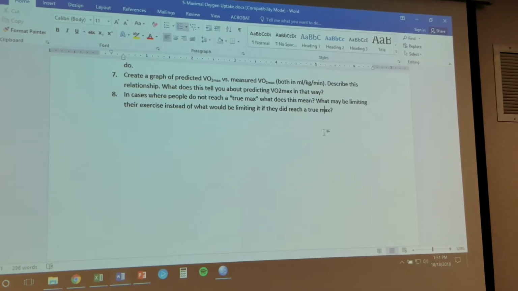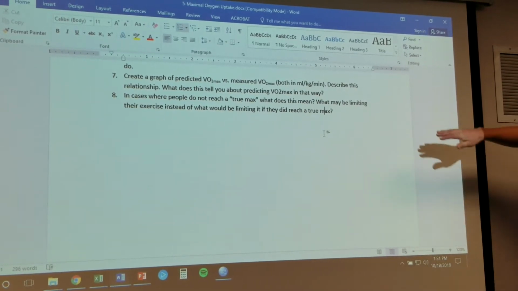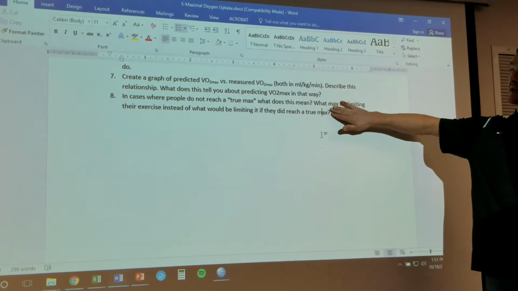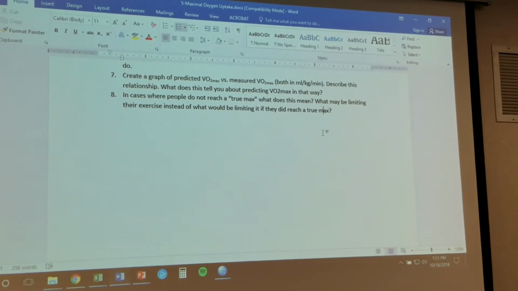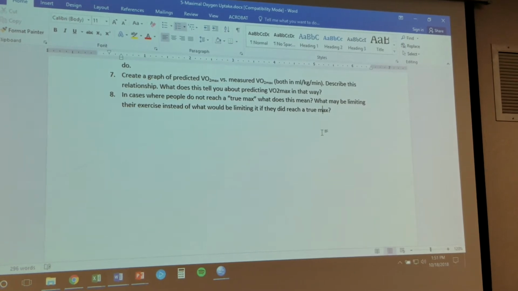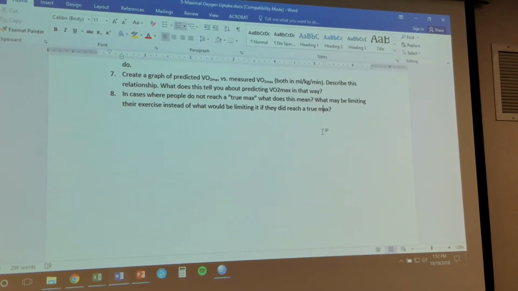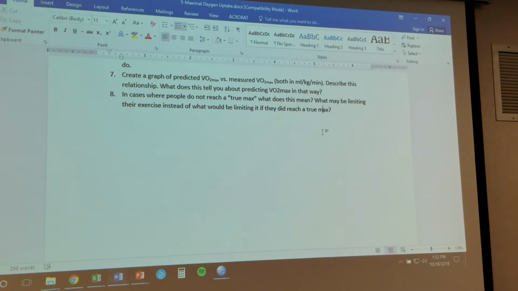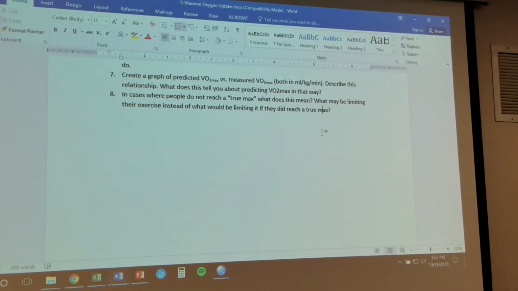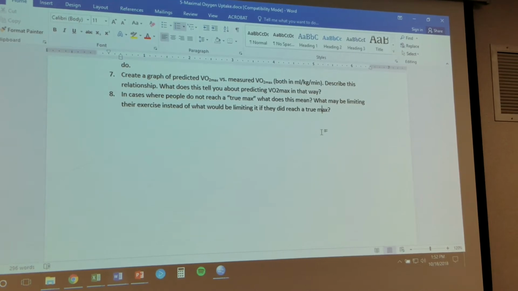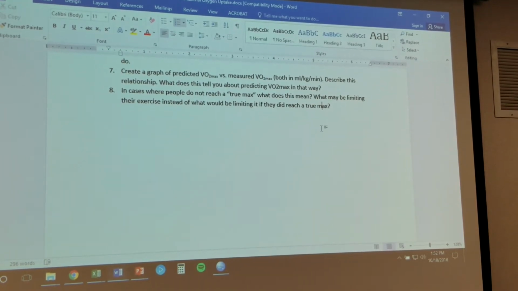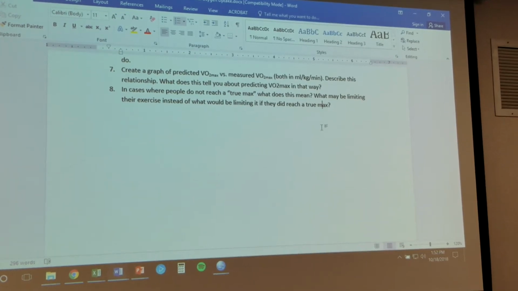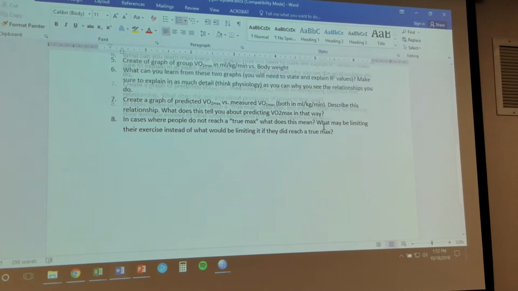And then this is something you want to just think about. If it didn't reach a true max based on those secondary criteria, why not? Even if you did, you still need to answer that question. Why might somebody not go all the way to their max? Just think about some other issues that might stop them before their cardiorespiratory system is truly at its max. So that's just kind of an overview on that. Any questions on those questions?